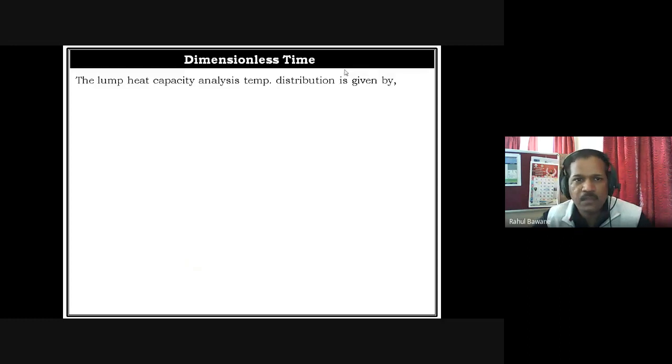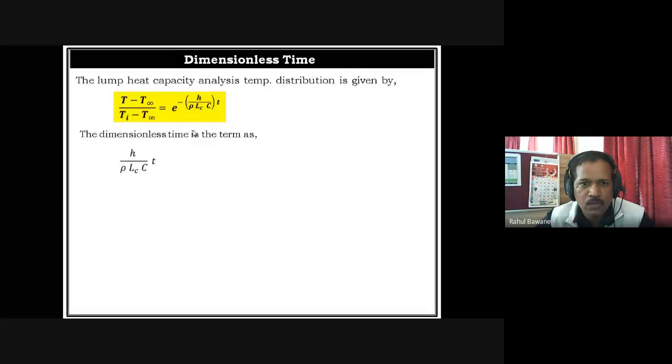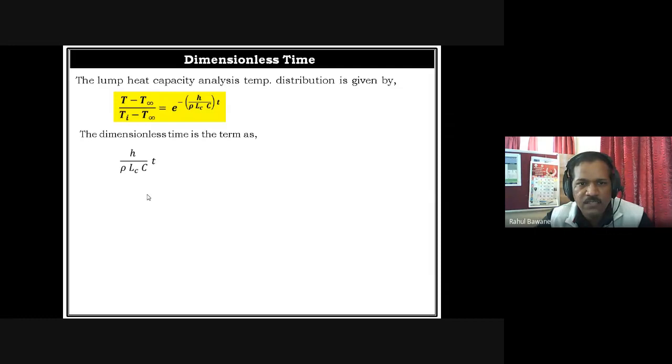Now there is another term, dimensionless time. In lumped heat capacity analysis, the temperature distribution is given like this. This is our main formula, where dimensionless time means this whole bracket power: h upon rho Lc C into t. This is the dimensionless time. Now we will rearrange this. First, multiply and divide by Lc, so the actual value of this dimensionless time will not change. We are multiplying and dividing by Lc only. So this becomes h t Lc upon rho Lc square C.